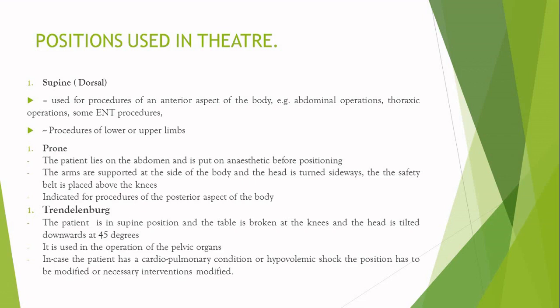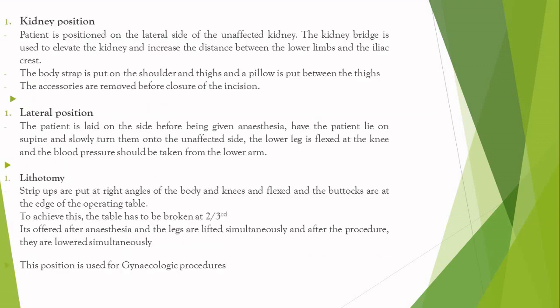Then we have kidney position. Patient is positioned on the lateral side of the unaffected kidney. When they have a kidney problem, you position them on the lateral side of the unaffected kidney. The kidney bridge is used to elevate the kidney and increase the distance between the lower limbs and the iliac crests. Lateral position: the patient is laid on the side before being given anesthesia, having the patient lie supine and slowly turn them onto the unaffected side.